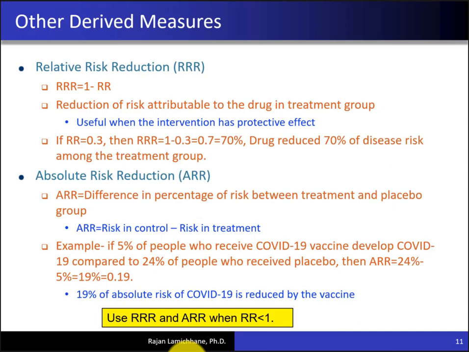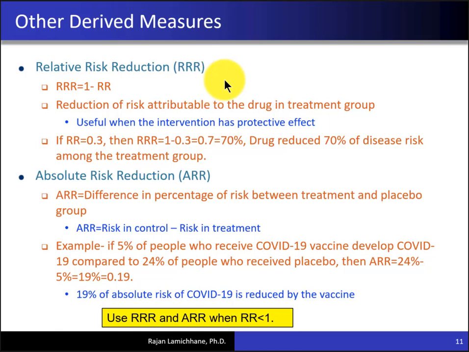Now, odds ratio, attributable risk, and relative risk are the three major tools we use to quantify the risk. Odds ratio and attributable risk can be used in both prospective and retrospective studies, while the relative risk can only be used in the prospective study. Now, based on these tools, we can also have some other derived tools.